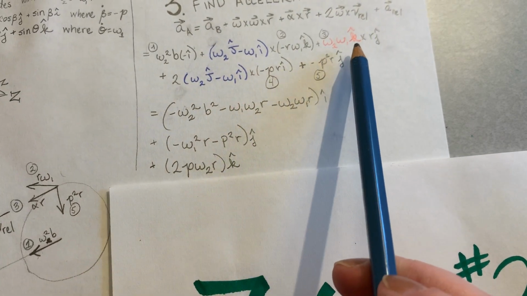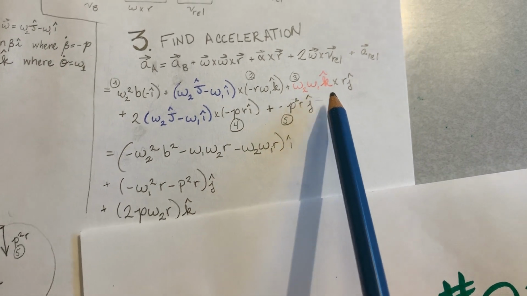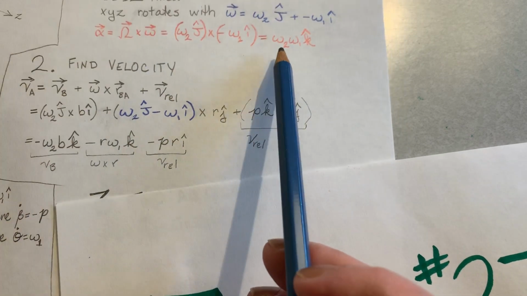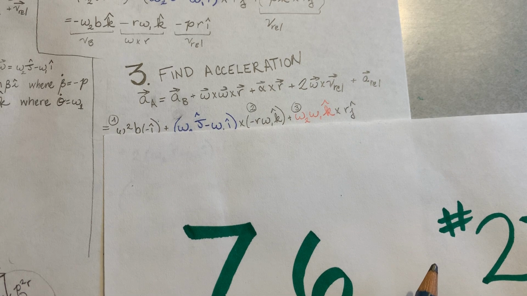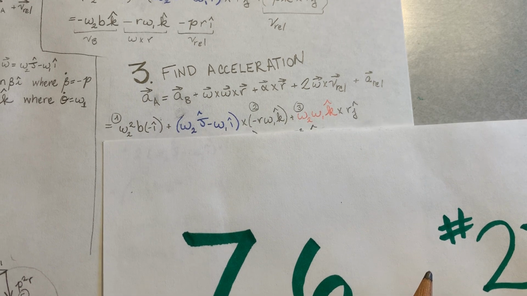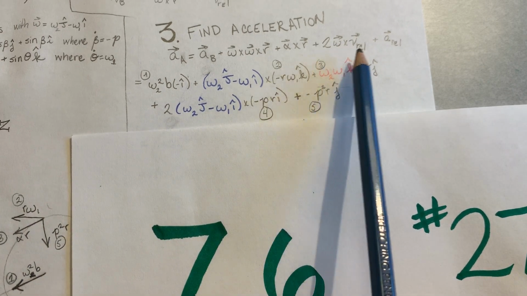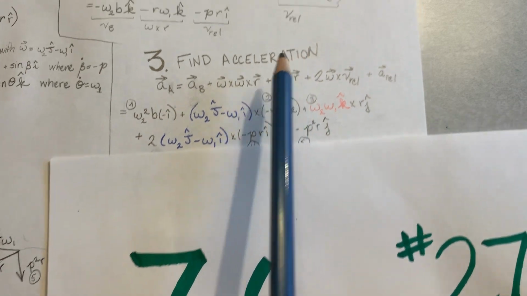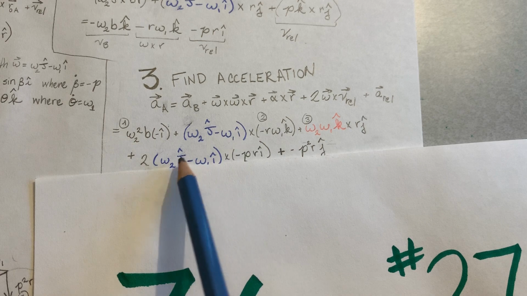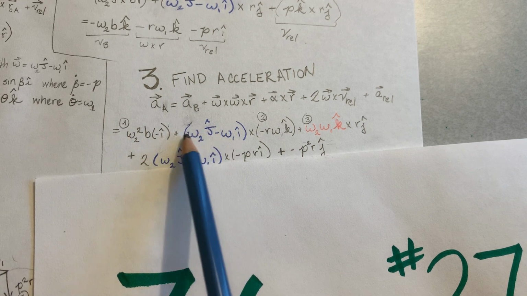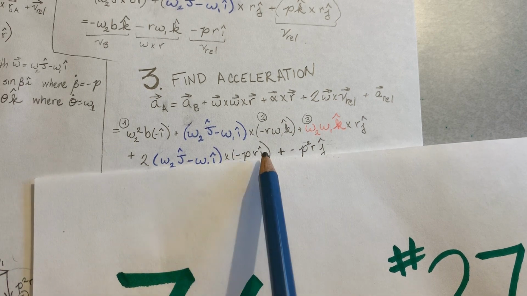All right, and now we've got our angular velocity, which we calculated. Here it is in red, and that is what we calculated up here, our angular velocity as well. We're going to cross that with Rj. And then we have that 2 omega cross VREL. So we can take VREL from up here, and we can just take that same angular velocity of our rotating coordinate system, and we take that cross product.